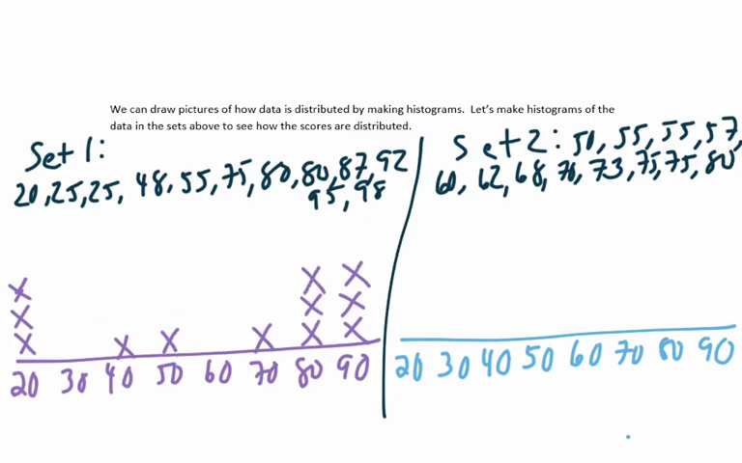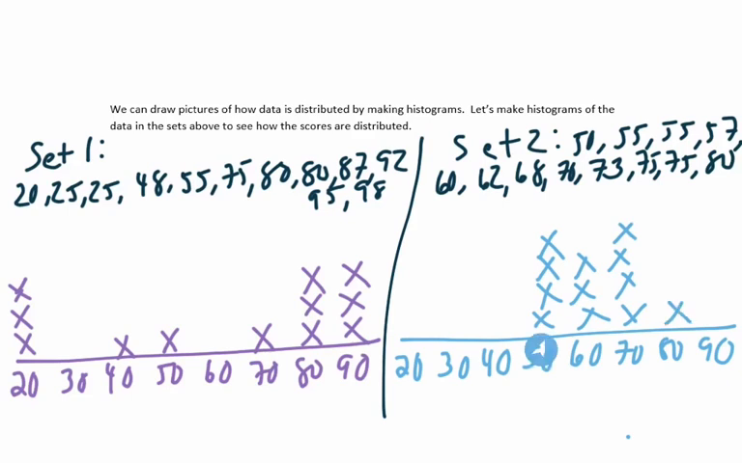The second data set, we have nothing in the 20s, 30s, or 40s. But then when we get to the 50s, we have 1, 2, 3, 4 values in the 50s. I have 1, 2, 3 in the 60s. 1, 2, 3, 4 in the 70s. And 1 in the 80s.